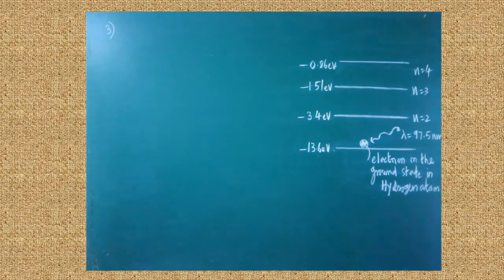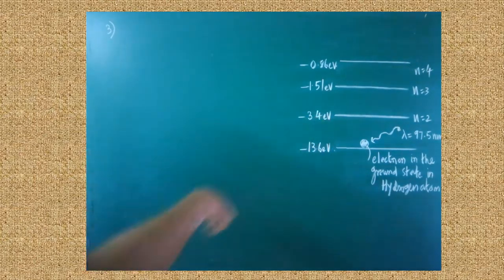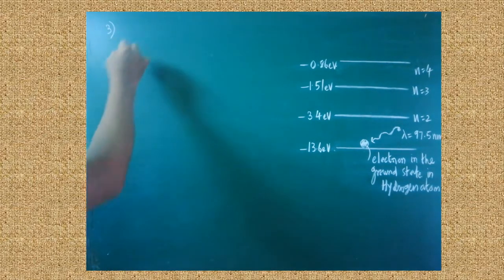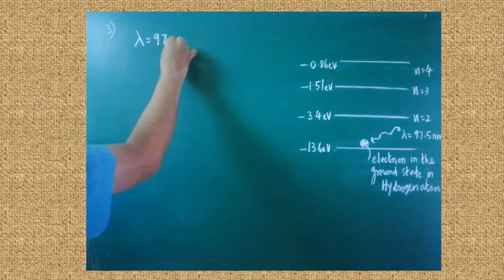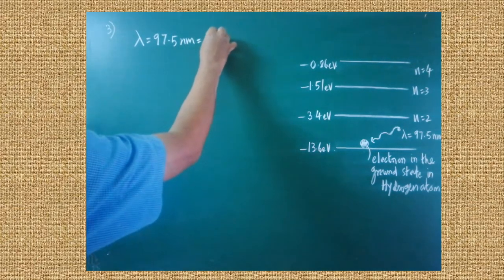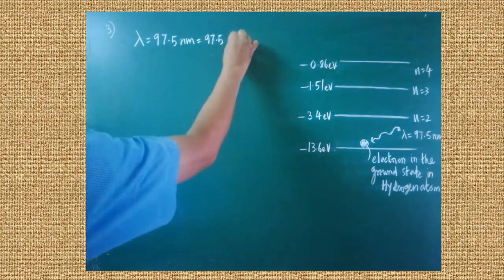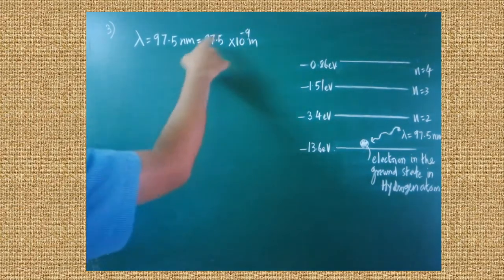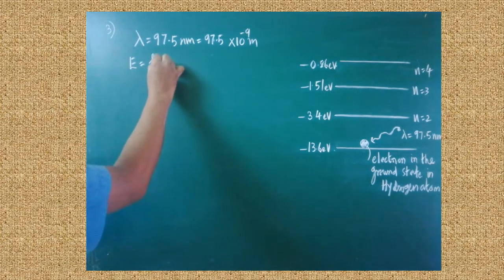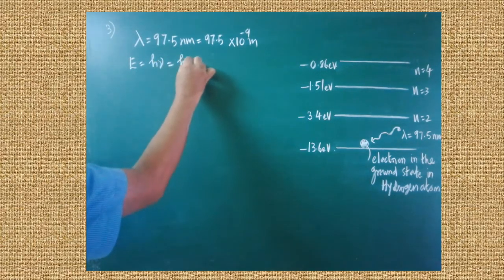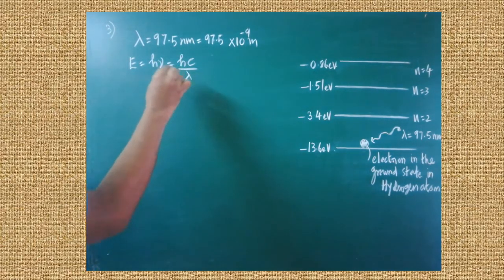First we will calculate the energy of the incident radiation. With the help of the wavelength value, we are going to find the energy of the incident photon. Lambda is given in nanometer. 97.5 nanometer is equal to 97.5 into 10 to the power of minus 9 meter, so it is converted into meter. What is the formula to calculate the energy? E is equal to h nu. Instead of nu we can write c by lambda, so this is the appropriate formula.